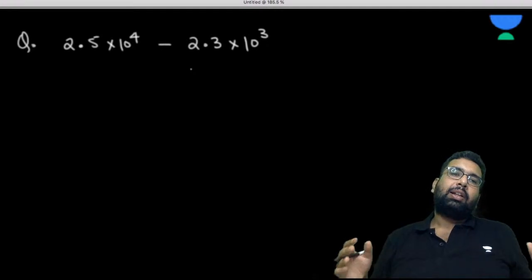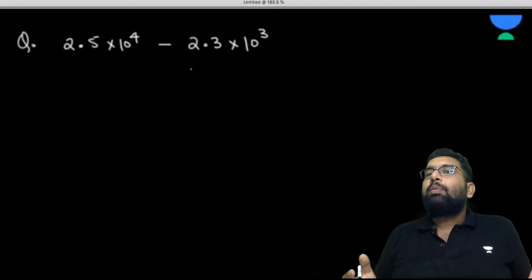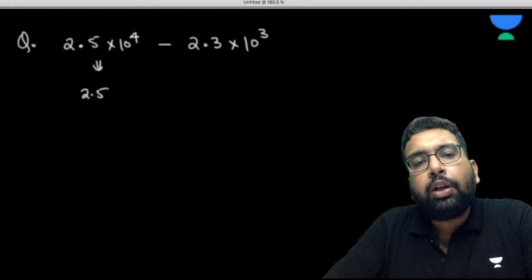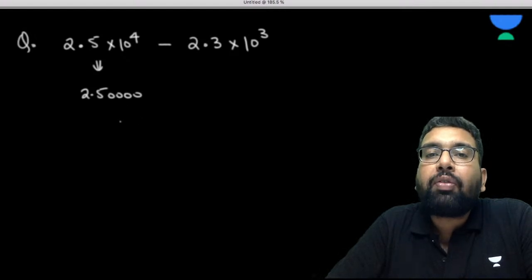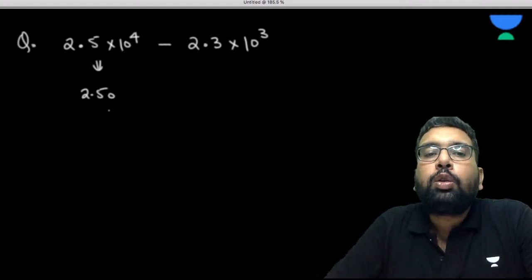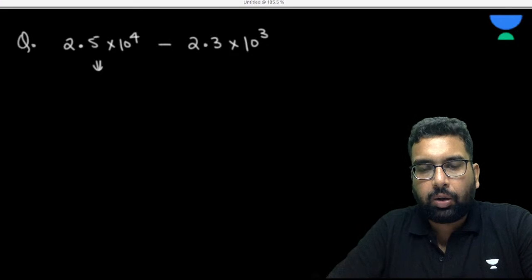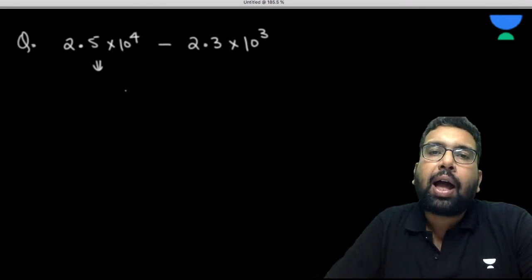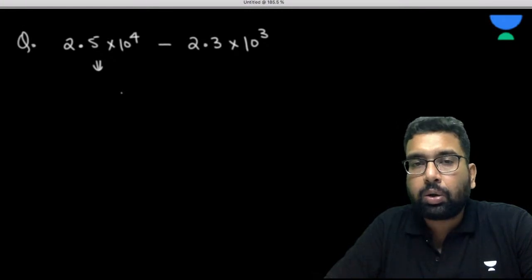Let's write it as 2.50000. We can't do that. Is it the right way of writing this? No, sir, this is not the right way, because of the 10 to the power 4. What have we learned? The order of magnitude is never significant. So if you write it that way, you are going to have the wrong conversion. The significant figures are going to get changed.